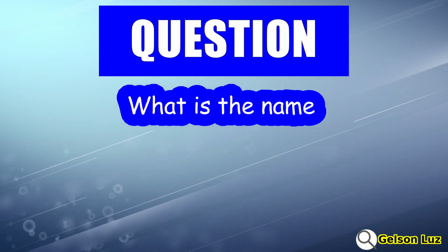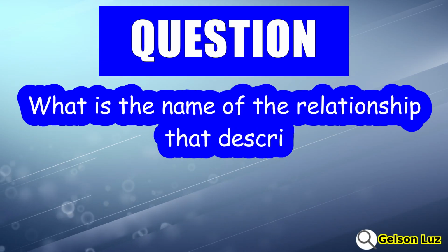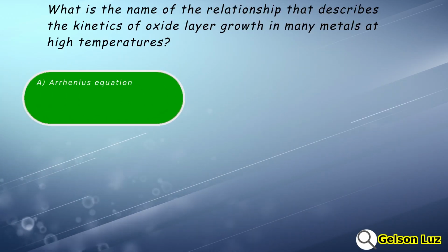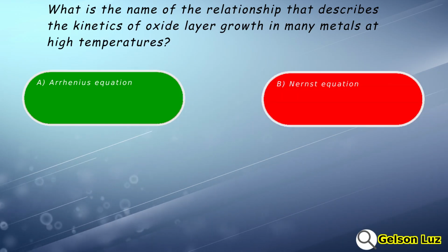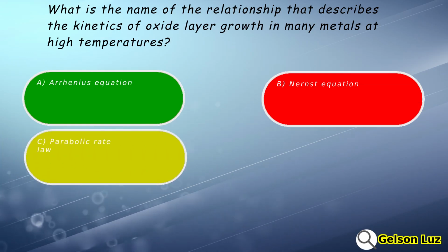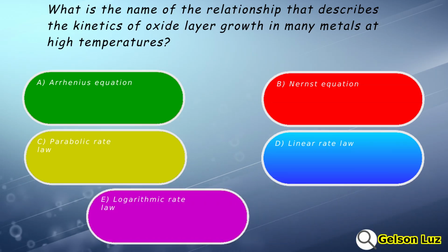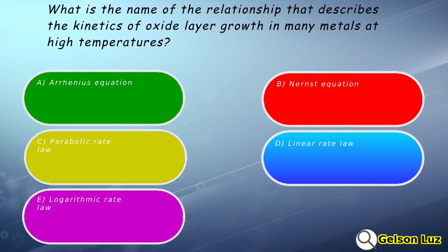What is the name of the relationship that describes the kinetics of oxide layer growth? A. Arrhenius equation. B. Nernst equation. C. Parabolic rate law. D. Linear rate law. E. Logarithmic rate law.